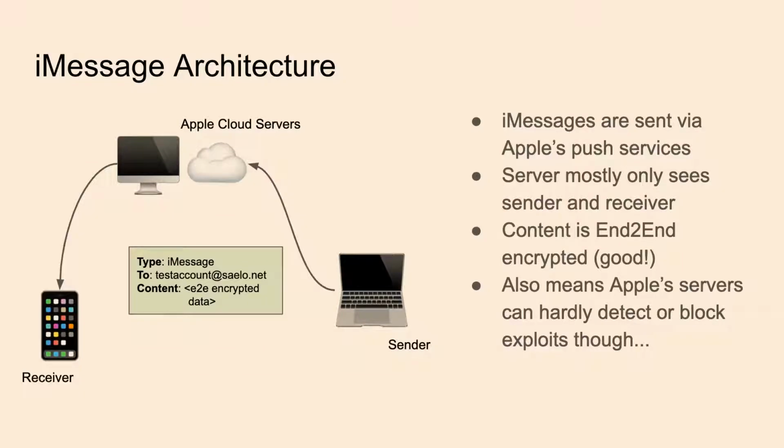In terms of architecture, this is roughly how iMessage is structured. Nothing too interesting, I guess. You have Apple Cloud servers, and then sender and receiver are connected to these servers. That's pretty much it. Content is end-to-end encrypted, which is very good. We heard this before also. Interestingly, this also means that Apple can hardly detect or block these exploits, because, well, they are encrypted, right? So that's an interesting thing to note.